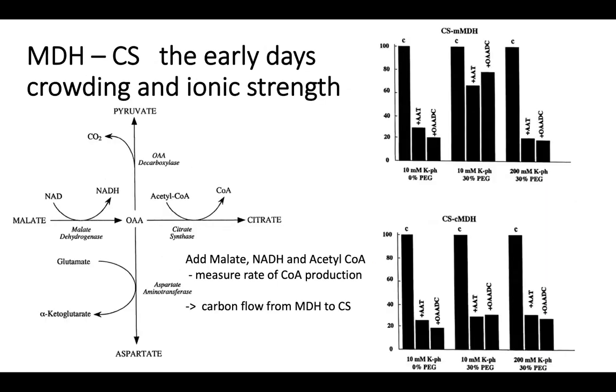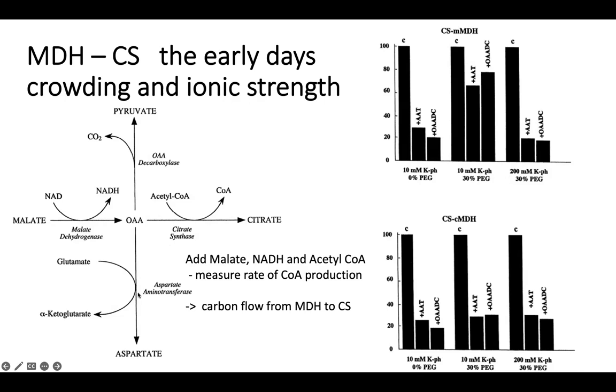Another way you can measure this in a CURE, and you've got to be really careful, is to have a mixture of MDH and citrate synthase, and then a competing enzyme like maybe GOT, aspartate transaminase. If oxaloacetate is fully transferred from one active site to the other, there's very little leakage of oxaloacetate to then interact with GOT.